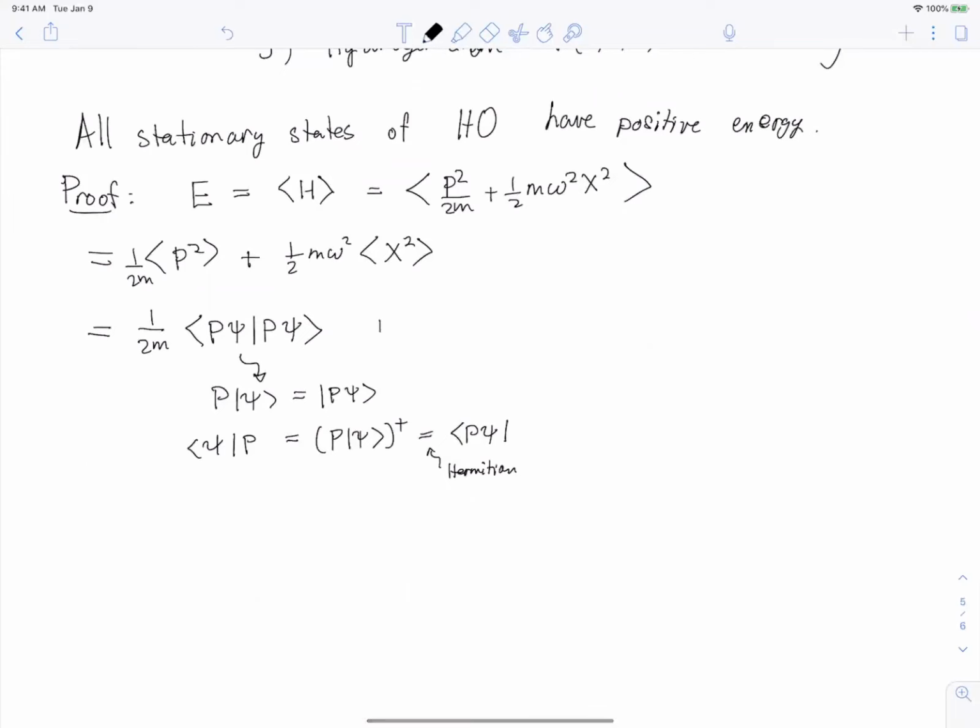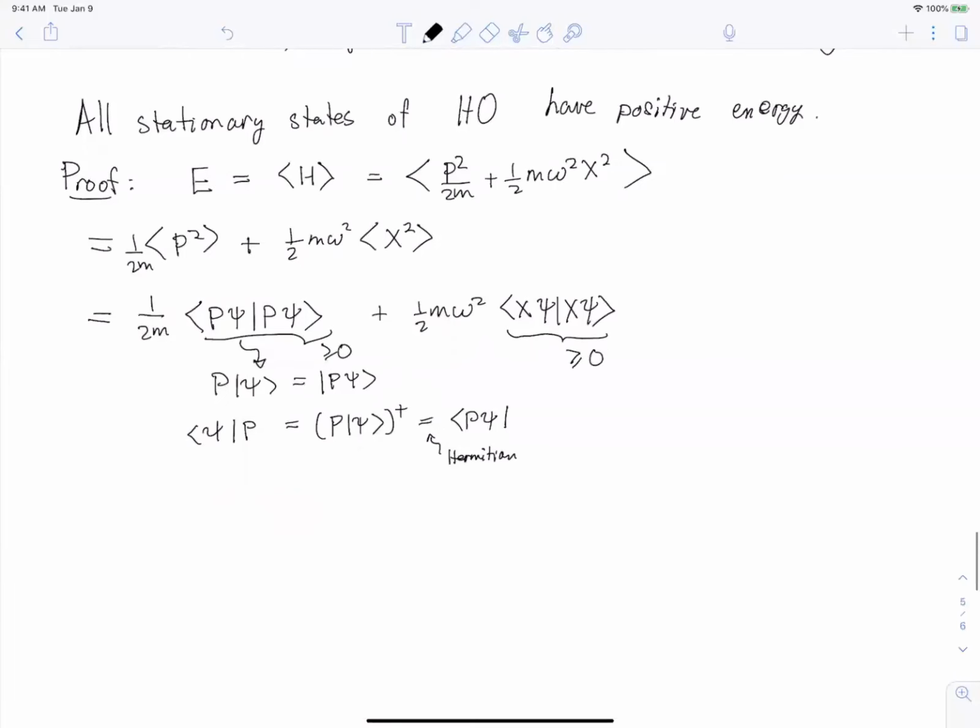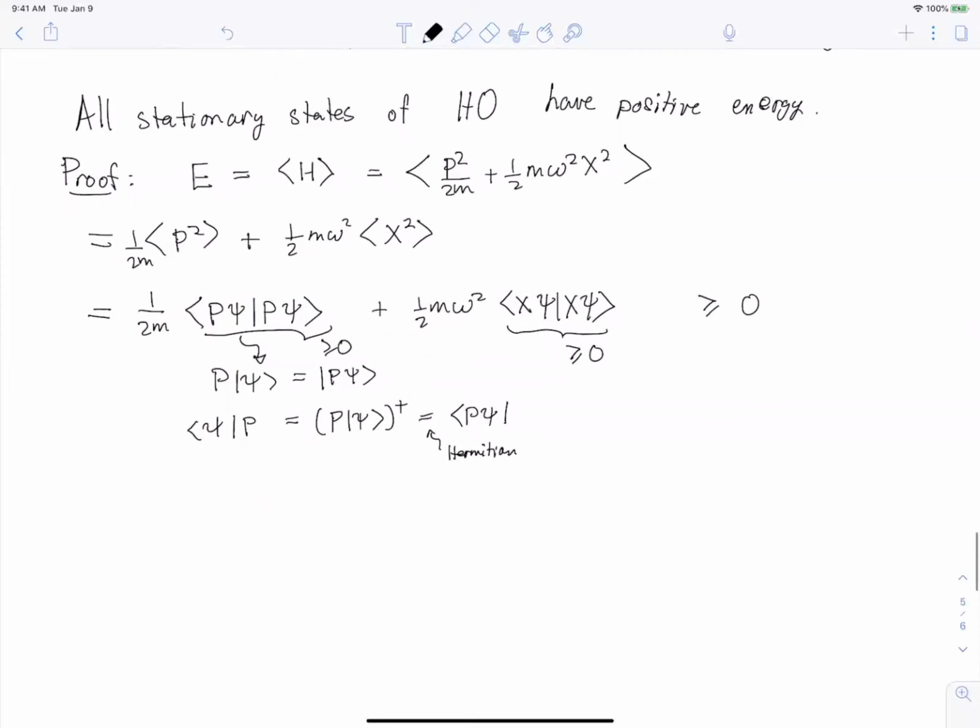And then I could do the same thing with the x, because x is also a Hermitian operator. So this is the inner product of x psi with x psi. Okay, but it's one of the postulates of a Hilbert space that the inner product of anything with itself is a positive number. So these are both positive numbers. And so the whole thing is greater than or equal to 0. And really, you can't have 0 because it would be the null state.